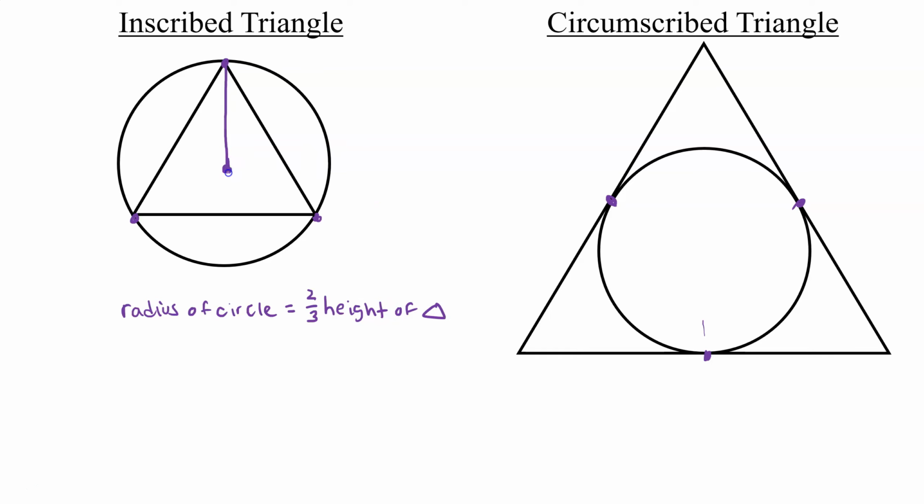The second relationship I want to look at for inscribed triangles has to do with the side of the triangle, so this length right here. The side of the triangle and the radius of the circle, so this right here, are related by 3 over the square root of 3. So the side of the triangle is equal to 3 over the square root of 3 times the radius of the circle.